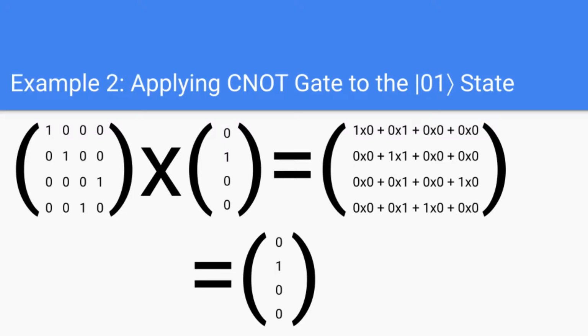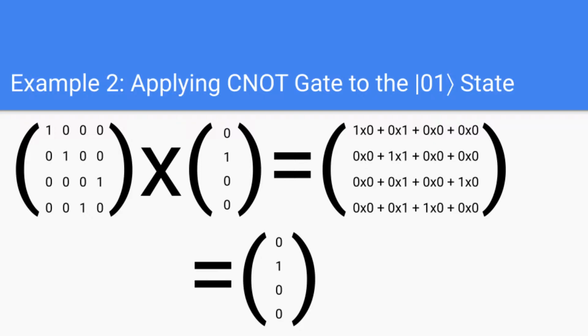Now let's take a look at what happens when we apply the C0 gate to the 0, 1 state. As per usual, on the left we have the C0 gate matrix, and on the right we have the 0, 1 state matrix. When we multiply these two matrices together, we get 1 times 0 plus 0 times 1 plus 0 times 0 plus 0 times 0 on the first row. On the second row, we have 0 times 0 plus 1 times 1 plus 0 times 0 plus 0 times 0. On the third row, we have 0 times 0 plus 0 times 1 plus 0 times 0 plus 1 times 0. And on the final row, we have 0 times 0 plus 0 times 1 plus 1 times 0 plus 0 times 0.